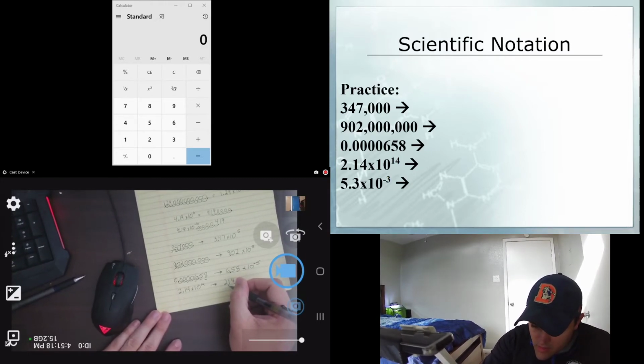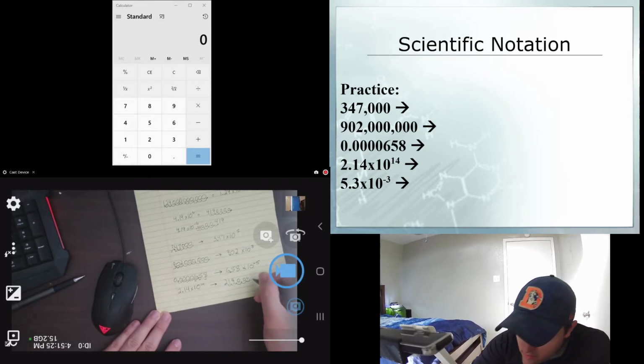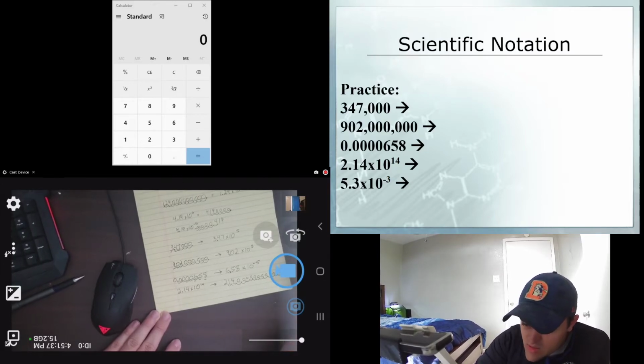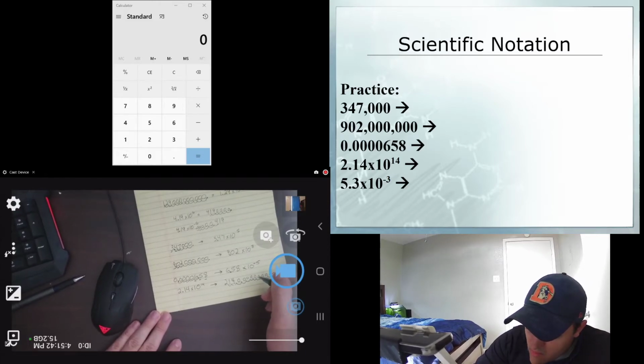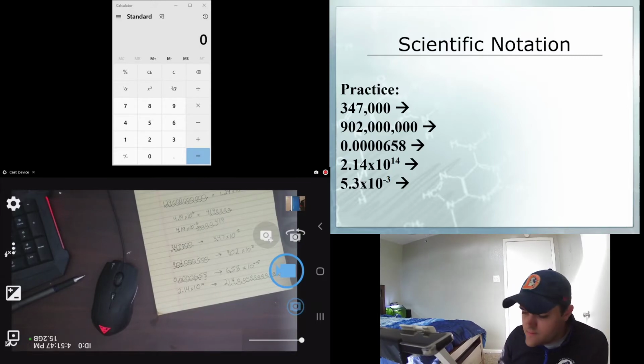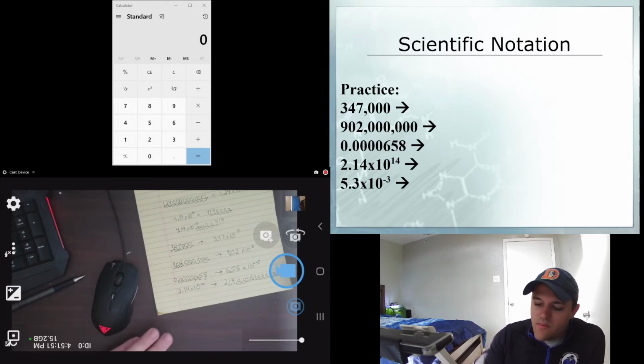to just start counting. 1, 2, 3, 4, 5, 6, 7, 8, 9, 10, 11, 12, 13, and 14 jumps. So this is 2, 1, 4, and then 1, 2, 3, 4, 5, 6, 7, 8, 9, 10, 11, 12 zeros on the end. Would be your number in standard notation.